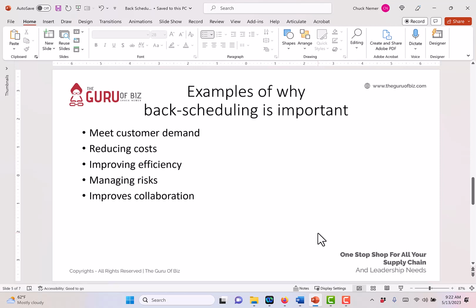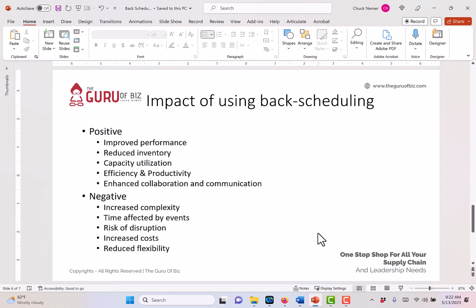So moving on then to the impact of using back scheduling. We'll look at it both from a positive and negative standpoint. Positive, we're going to be on time because we know what the customer requirement is, which can increase customer satisfaction and loyalty. Inventory holding costs go down because we know exactly what's needed when. We only produce what's needed.